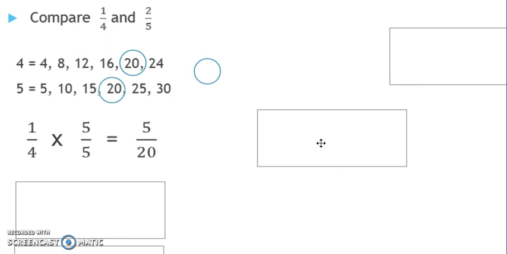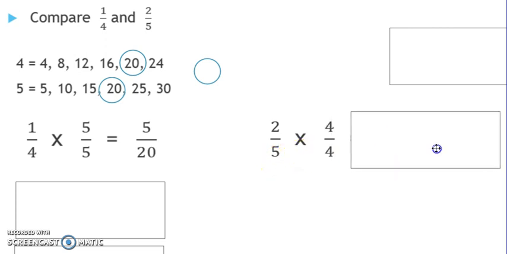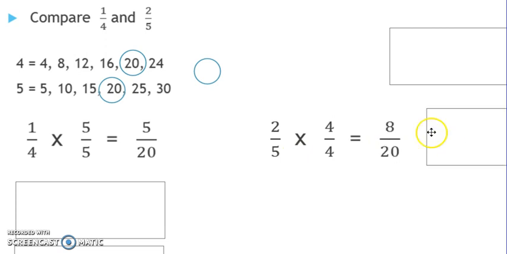And then we have to write a fraction with a denominator of 20 that is equivalent to 2/5, our other fraction. So we need to multiply the numerator and denominator by a number that is going to give us 20. So in this case, 5 times 4 is going to give us 20. So we're going to get 8/20 for our second equivalent fraction.